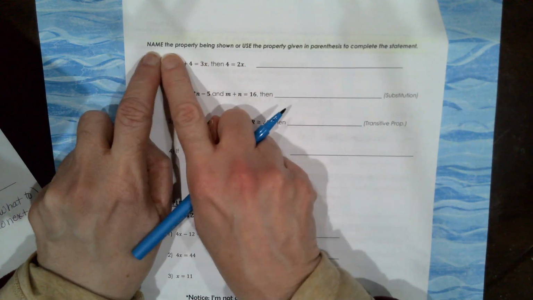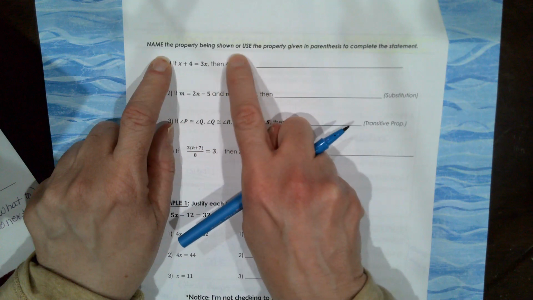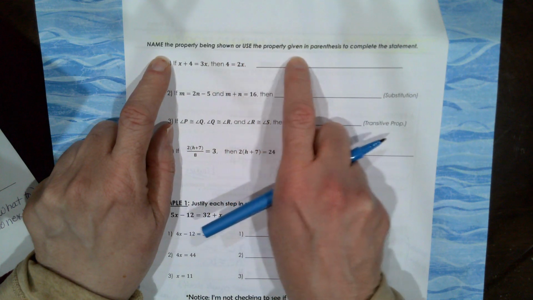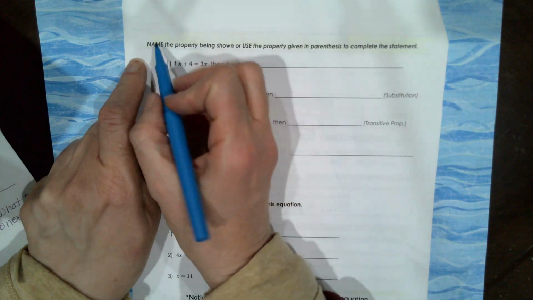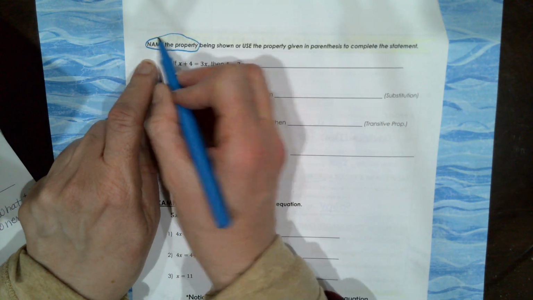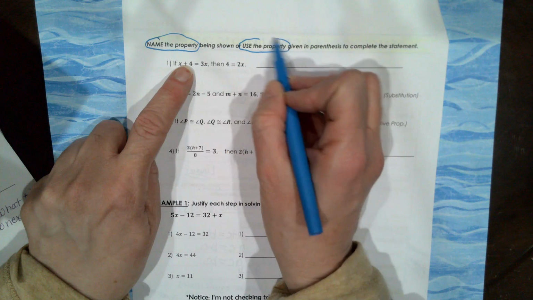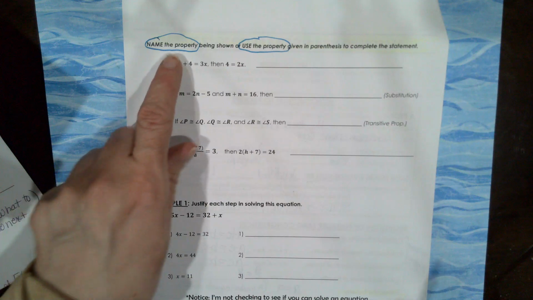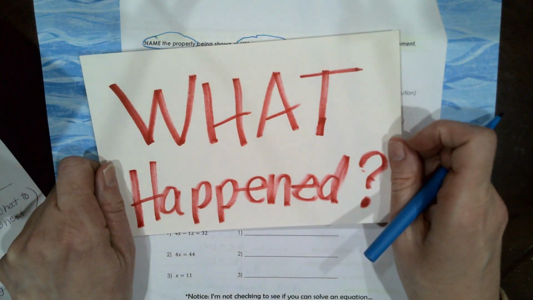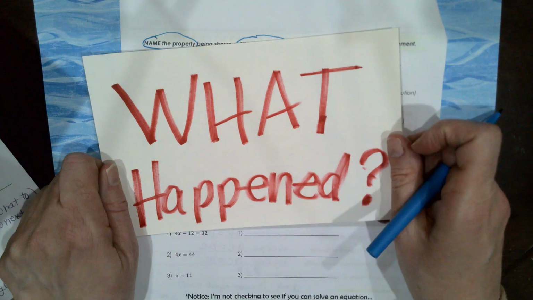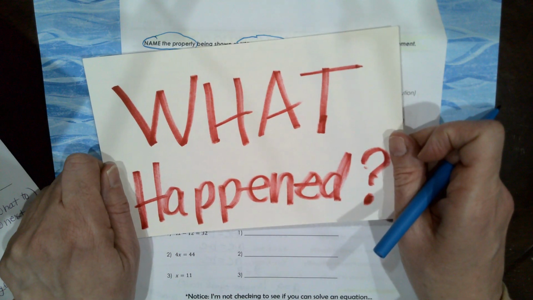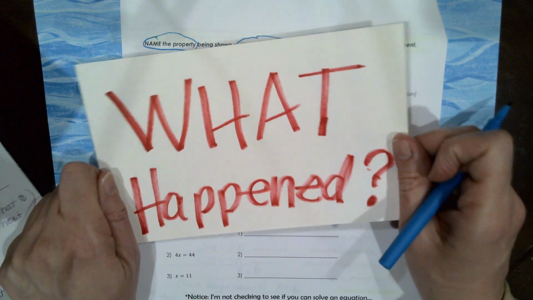All right, so name the property being shown or use the property given in parentheses to complete the statement. So we're going to name the property or use the property. Okay, so what I want you to think about is what we're trying to figure out. If we're naming the property, we want to figure out what happened. Not what are we going to do next, but why can we do what just happened on the paper. Okay, so let's take a look.